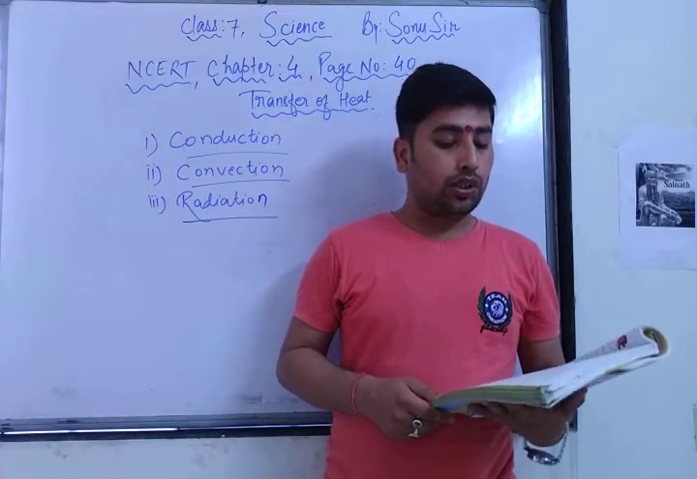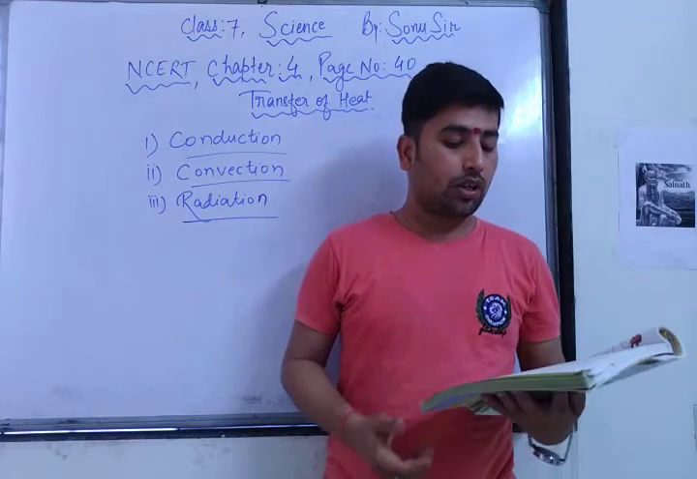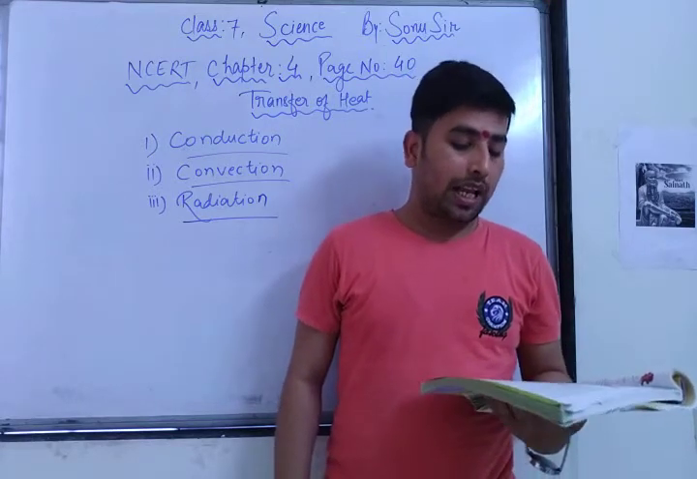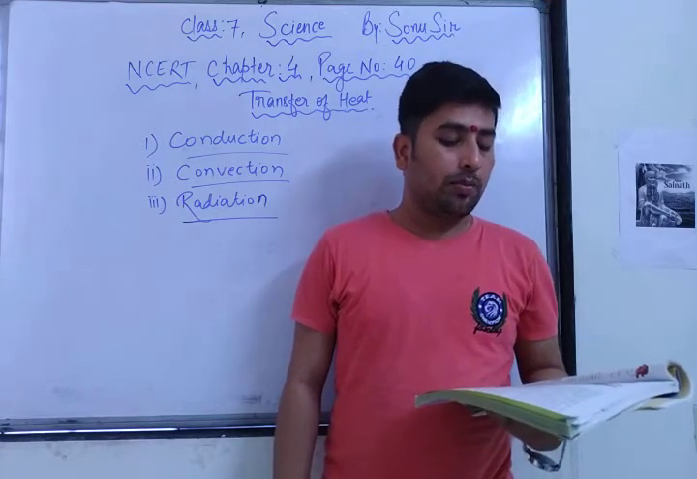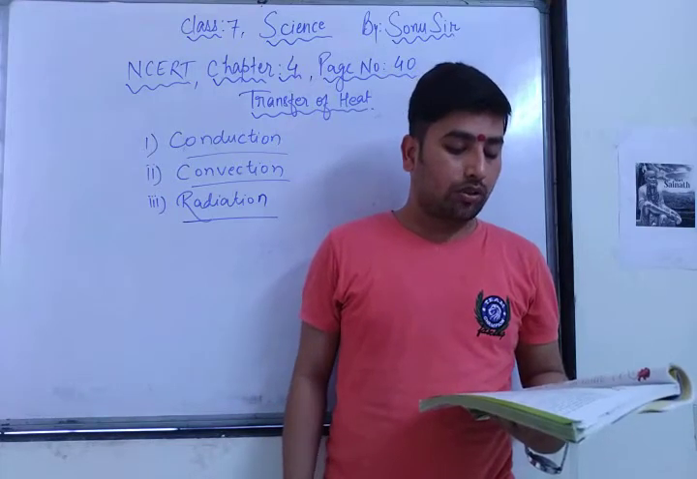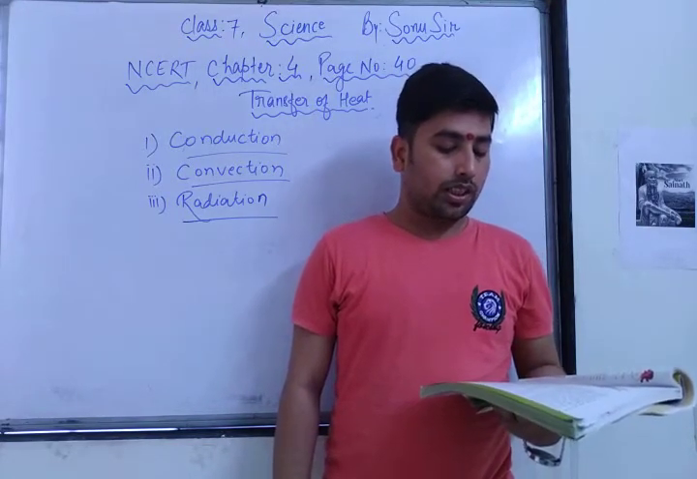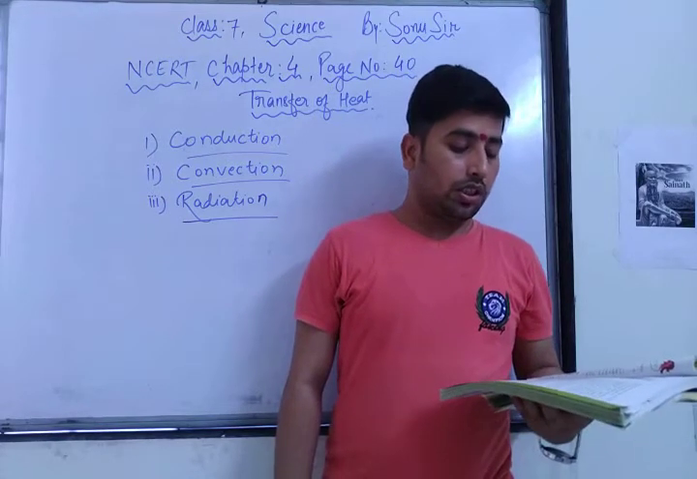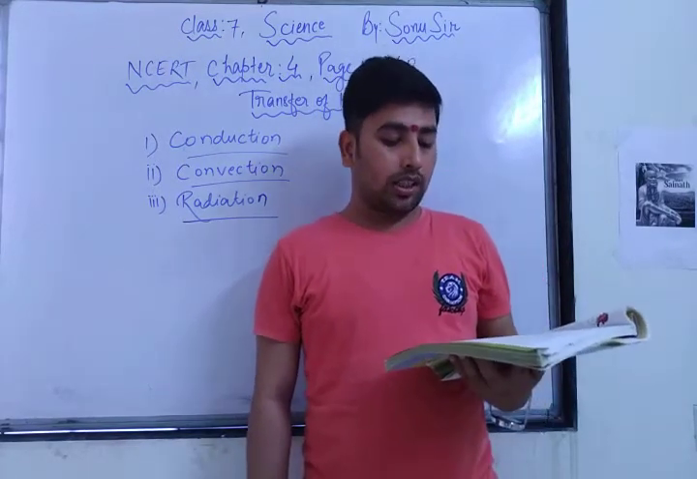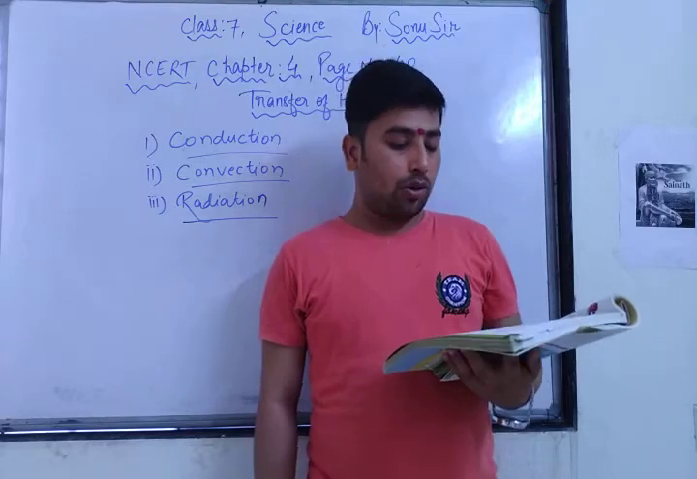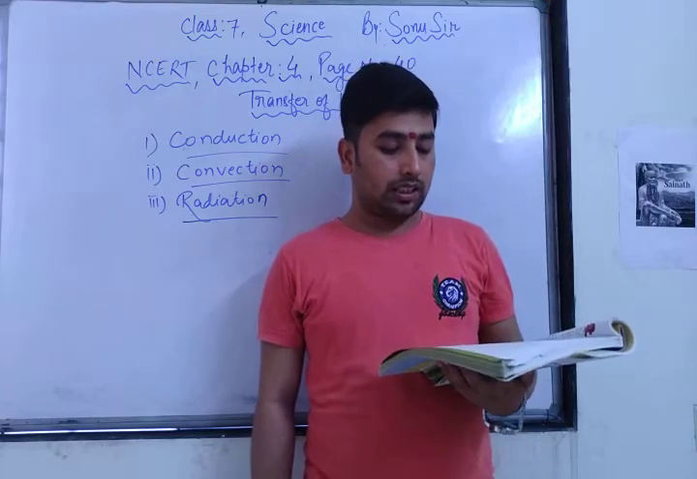The materials which allow heat to pass through them easily are called conductors of heat, for example aluminium, iron and copper. The materials which do not allow heat to pass through them are called poor conductors of heat, such as plastic and wood. Poor conductors are known as insulators. Water and air are poor conductors of heat. Then how does heat transfer take place in these substances?